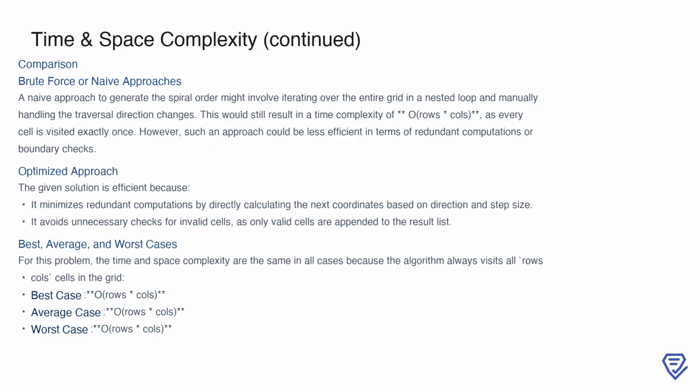By directly calculating the next coordinates based on step size and direction, it avoids redundant checks for invalid cells and ensures only the valid ones are appended to the result list. Whether in the best, average, or worst case scenarios, the time and space complexity remain O(rows * cols), as all grid cells are always visited and stored in every instance.